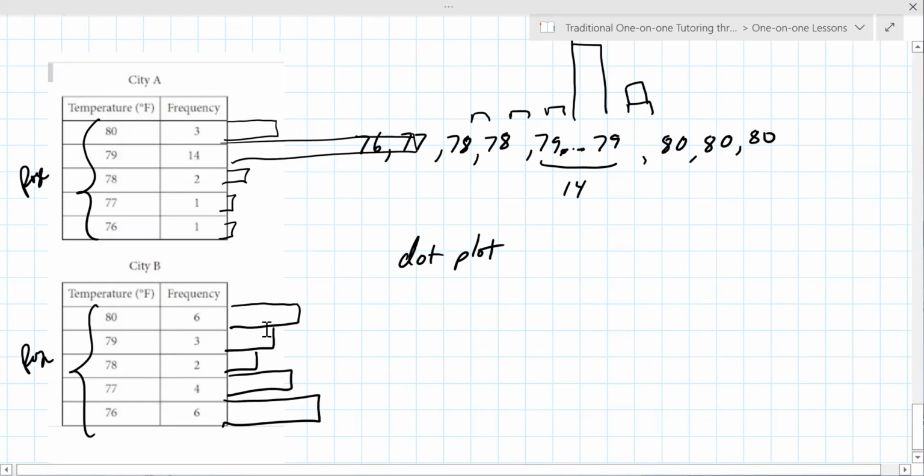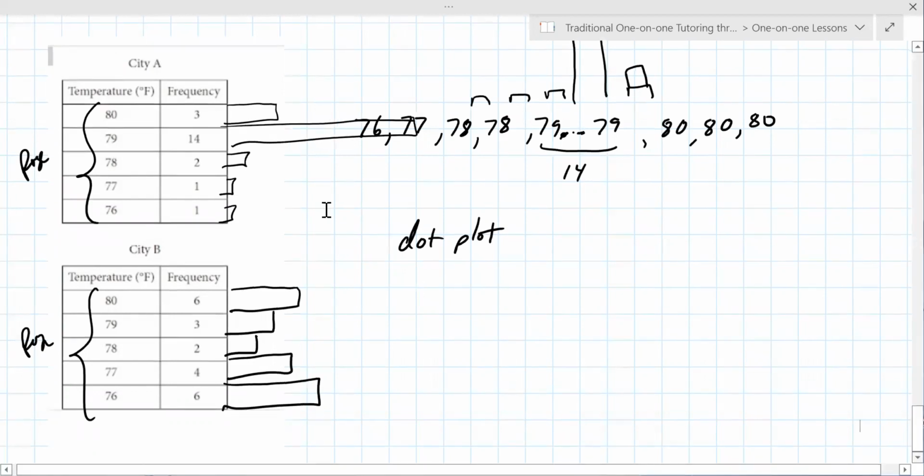And this one seems consistent, but it's more spread out across the 6 numbers, whereas in A, you're more likely to get something in this 79. I hope that's not too confusing, but we do need to kind of know that stuff before we go and talk about the question.